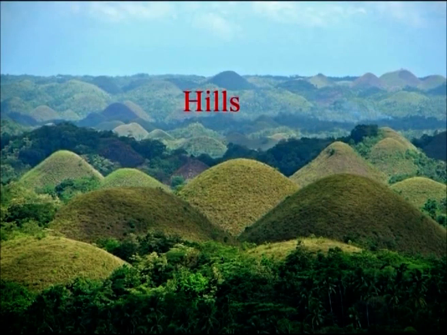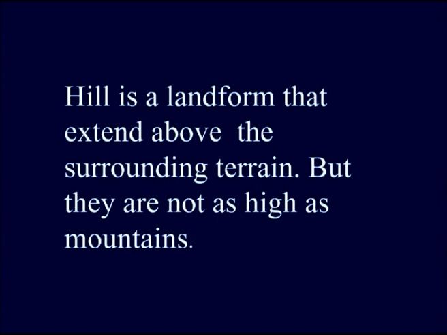Children, look at these landforms now. What are these? Yes, they are hills. What is the difference between the previous picture and this picture? Here they are also extended lands above the sea level, but the height is lesser than the mountains. These landforms are called hills. A hill is a landform that extends above the surrounding terrain, but it is not as high as a mountain.